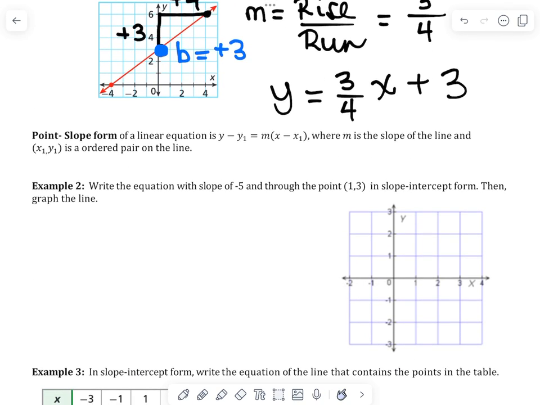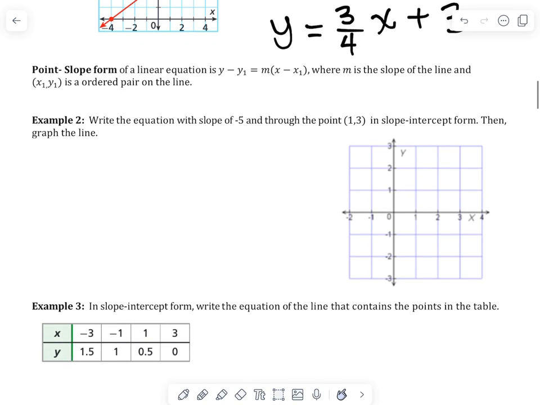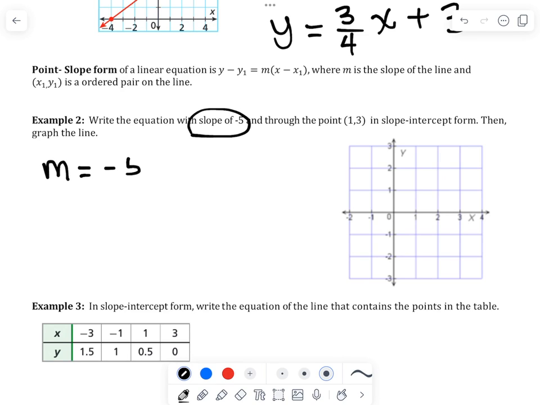Point-slope form of a linear equation is y minus y sub 1 equals m quantity x minus x sub 1, where m is the slope and x sub 1, y sub 1 is an ordered pair on the line. So an example: write the equation of the line with a slope of -5. So our slope is -5, and we have a point of (1, 3). So here's that point, (1, 3).